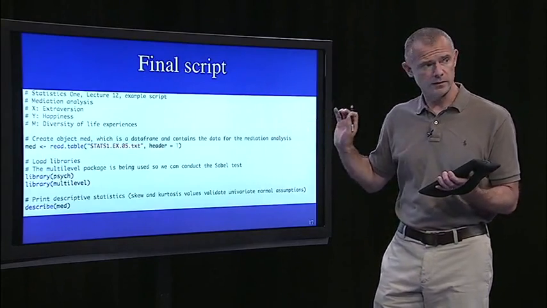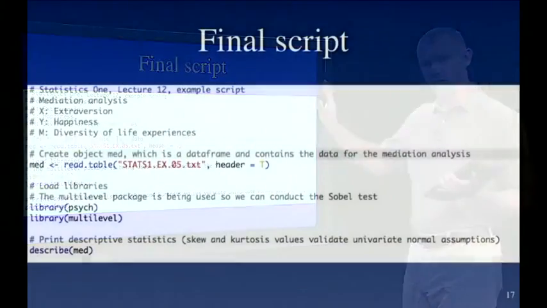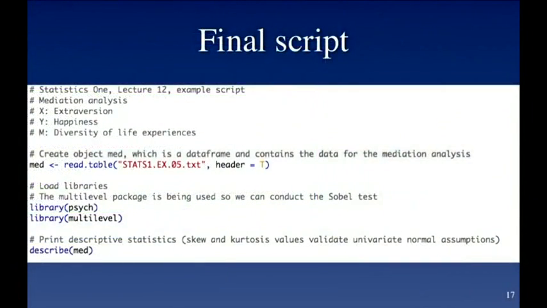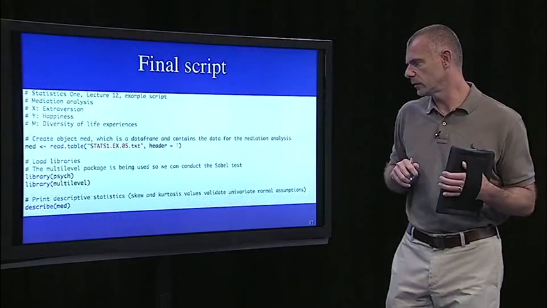So to wrap up this segment, here's the final script. I chopped it up into 3 sections. Here at the top are the comments, the data file that we read in. I had to load another package, the multilevel package. We've been using the psych package all along, but the multilevel package has the Sobel function in it, so I needed that. So remember how to load a package. You have to do install.packages, open parentheses, open quotes, multilevel, close quotes, close parentheses, and then load that package by doing the library function, as I've done here in the script.